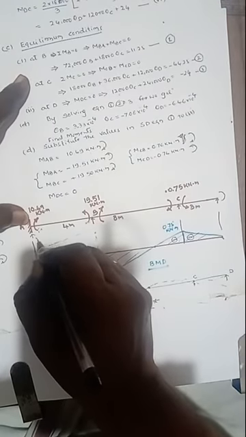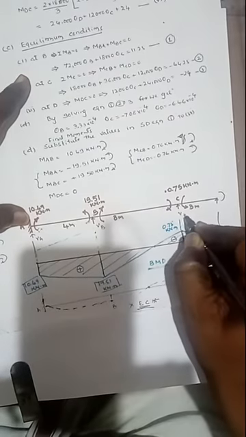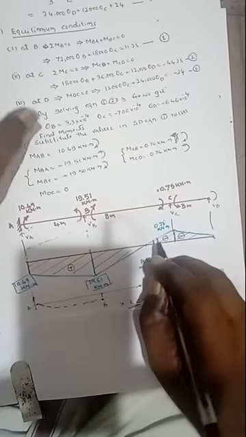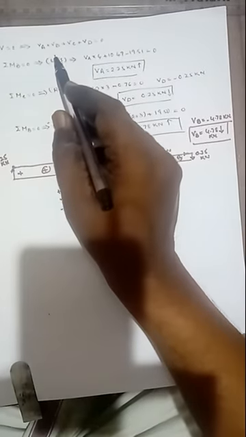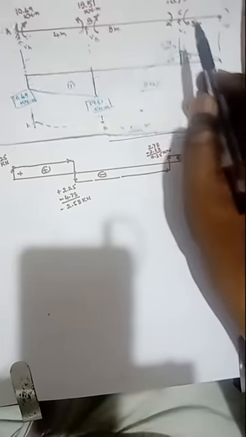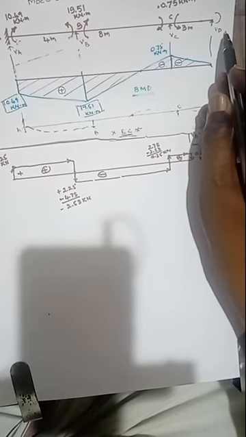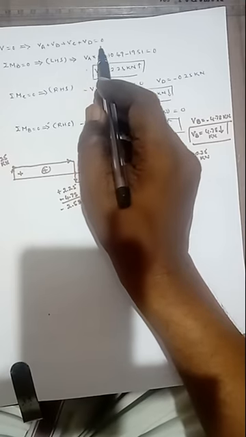Here, this one is VA, this one is VB, this one is VC, this one is VD. To calculate the support reactions, by applying the equilibrium equations one by one, that is summation of Fy equals 0. Here we can assume VA, VB, VC all are upward in direction. Therefore VA is upward, VB is upward, VC is upward, then VD is also upward. Then first, VA plus VB plus VC plus VD equals 0.